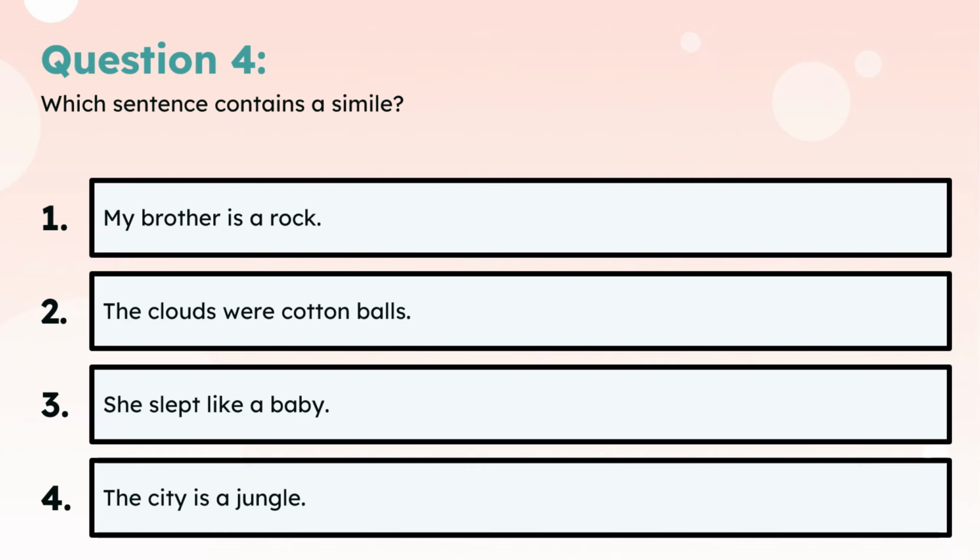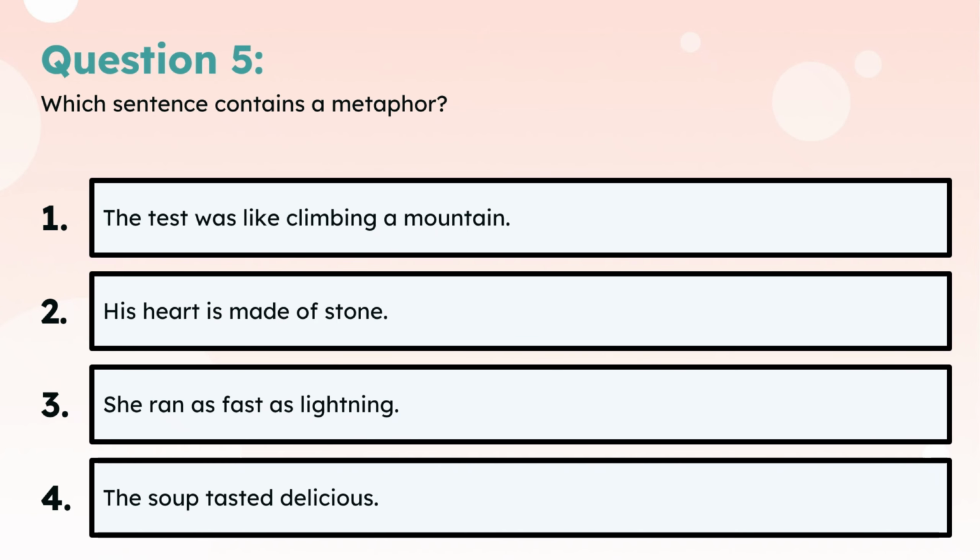Question 4. The correct option is sentence 3. She slept like a baby. Question 5. The correct option is sentence 2. His heart is made of stone.